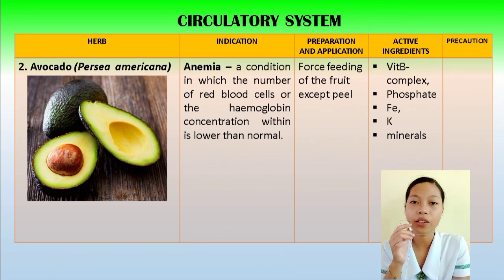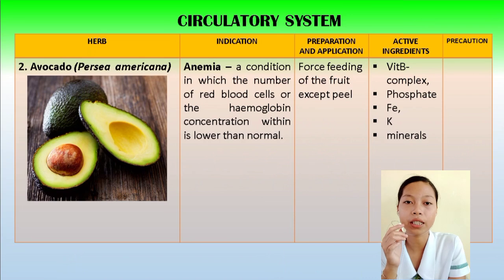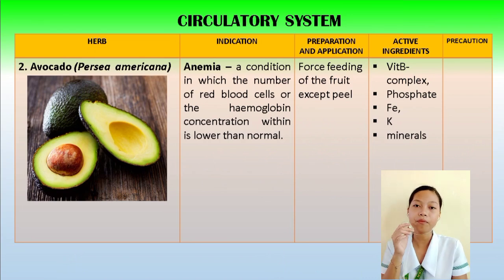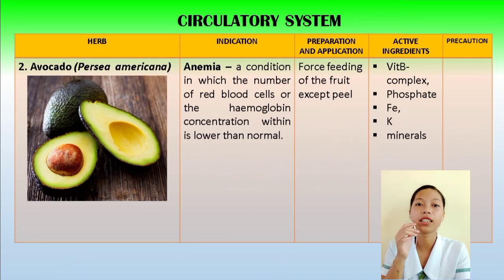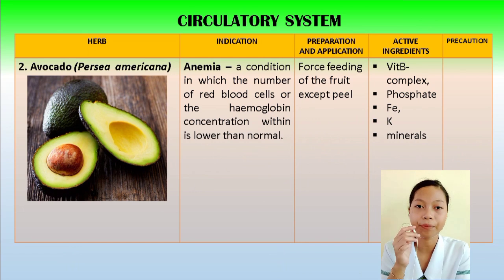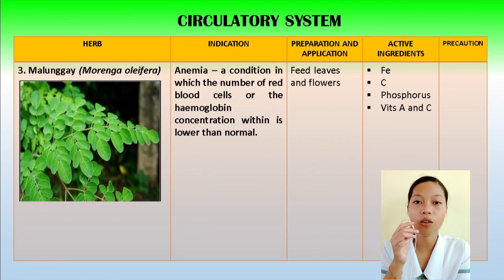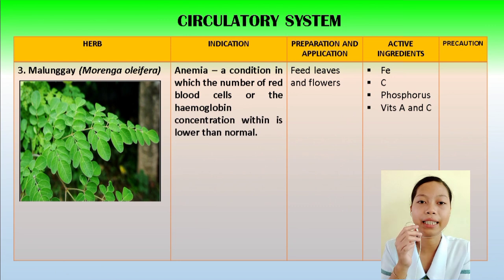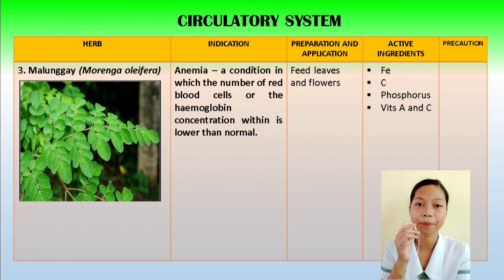Phosphate, iron, potassium, and minerals. For its application, force feeding fruit except the peel. Malunggay also helps to treat anemia by feeding the leaves and its flowers. Malunggay is rich in iron, calcium, phosphorus, vitamins A and C.